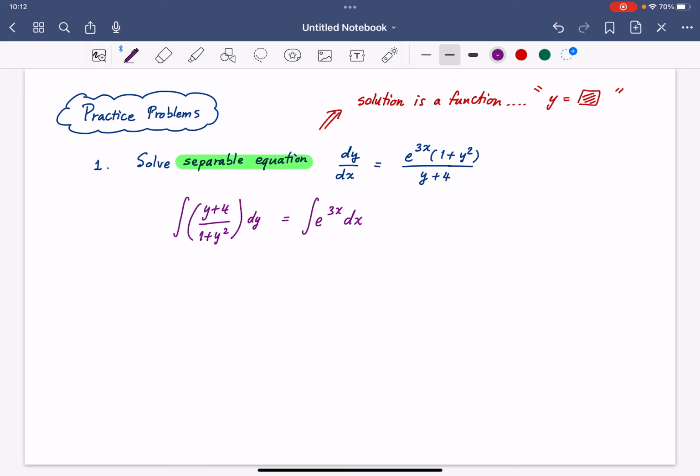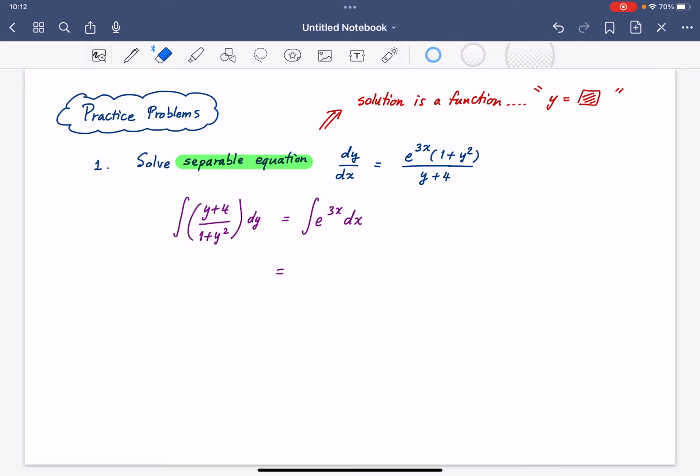This is going to give you the solution, and once you integrate it, you get the answer for the separable equation. So we're going to integrate the right hand side first. Integrate e to the 3x dx. What is this one? It's going to be e to the 3x, and then you multiply by 3, because of the chain rule. Before that, use substitution.